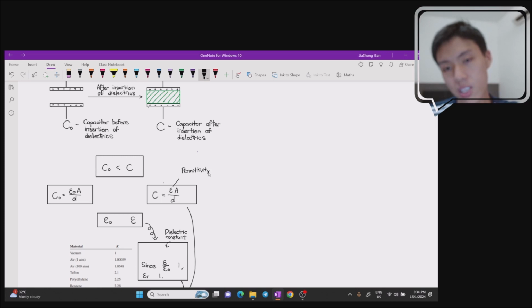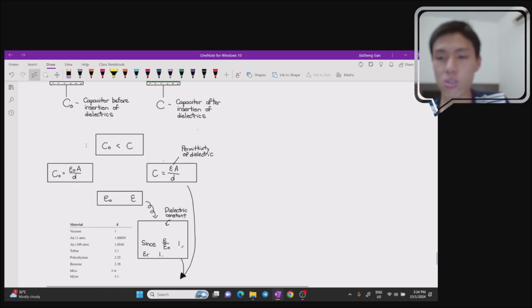Okay, permittivity of the dielectric. The dielectric, what is its permittivity? It is represented by this symbol epsilon. If you have epsilon naught inside, then it's not a dielectric, it's the empty space, so we call it the permittivity of free space. But once you insert a dielectric, it's no longer free space. You have to change it to the permittivity of the dielectric.